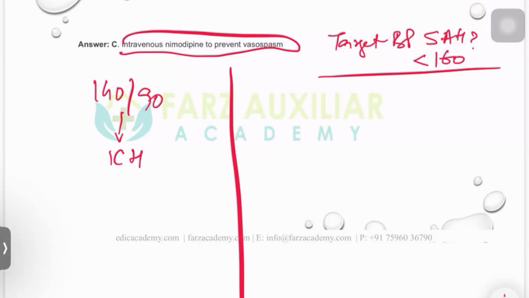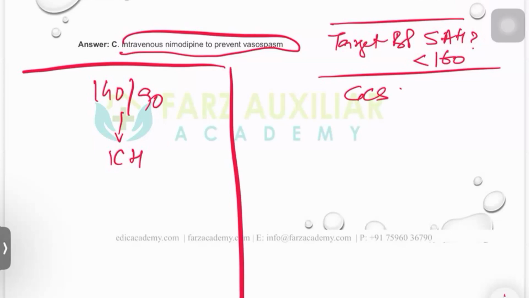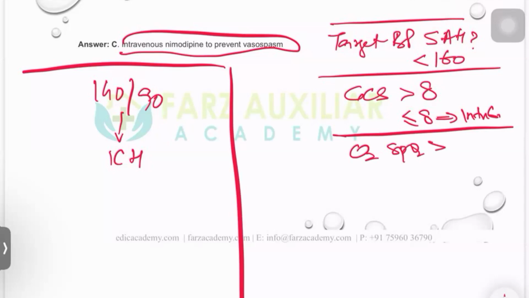So for SAH it is less than 160. This is why I wanted to discuss SAH and ICH with you guys. Again, the target BP in SAH is 160 and below. Target GCS, we just discussed, is more than 8. So our patient should always remain at GCS more than 8. The moment he is less than or equal to 8, what will we do? Intubate. Then oxygen saturation should always be more than 94%. These are the EDIC based targets that I am giving to you.